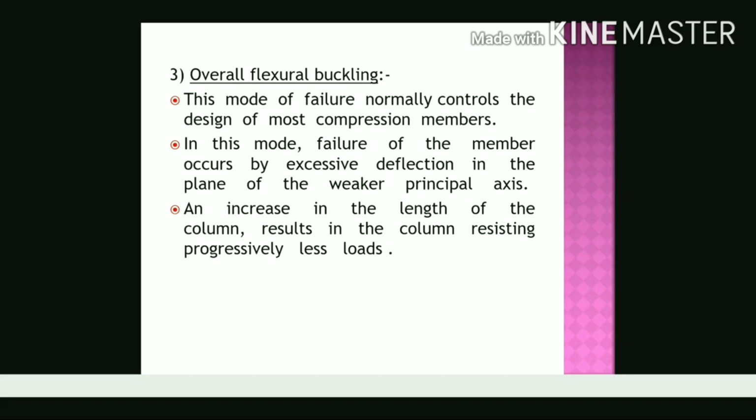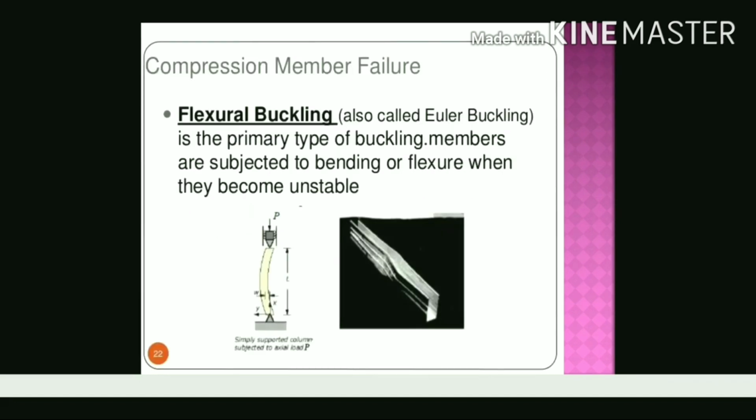The third one is overall flexural buckling. This mode of failure normally controls the design of most compression members. In this mode, failure of the member occurs by excessive deflection in the plane of the weaker principal axis. An increase in the length of the column results in the column resisting progressively less load. This is the example of flexural buckling.